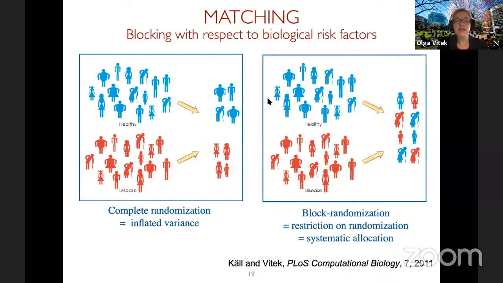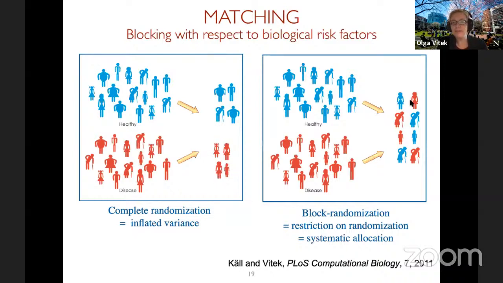But the other is blocking with respect to biological characteristics, such as risk factors. And as I mentioned yesterday, age and gender will be very obvious in clinical studies. These will be the very obvious blocking factors. But there can be others, such as weight, smoking, or maybe some other diseases or whatever else is relevant in the particular context. So especially if we have a small number of replicates, if we randomly select subjects into the study, it can just so happen that all the healthy are, I don't know, older and heavier, and all the disease are younger and lighter and females.